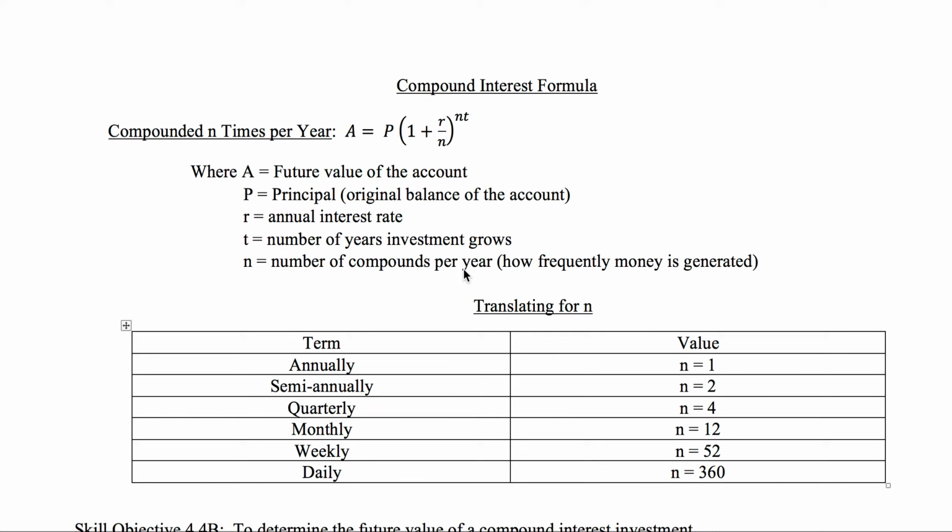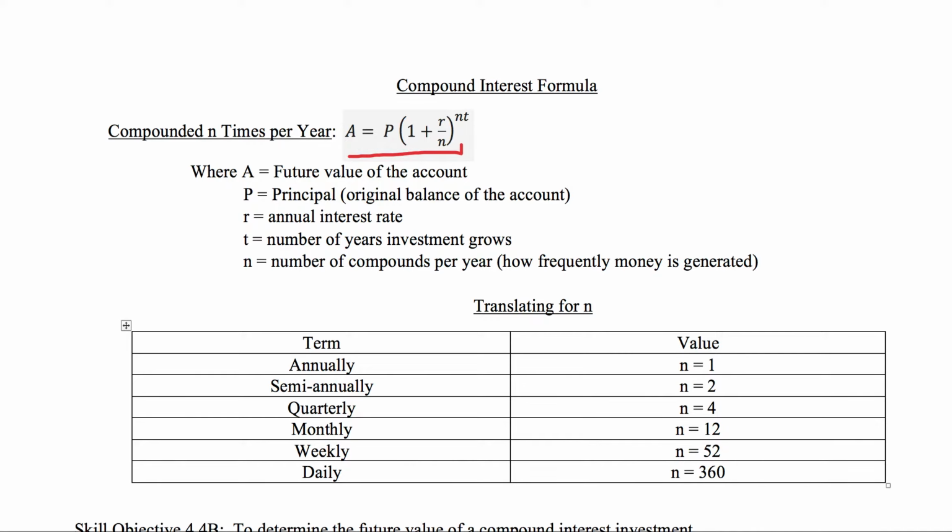We're now going to look at calculating what is called compound interest. Previously, we talked about calculating simple interest with the formula I is equal to P times R times T. When we're calculating compound interest, we're going to use a different formula. Our formula for compound interest looks like this.